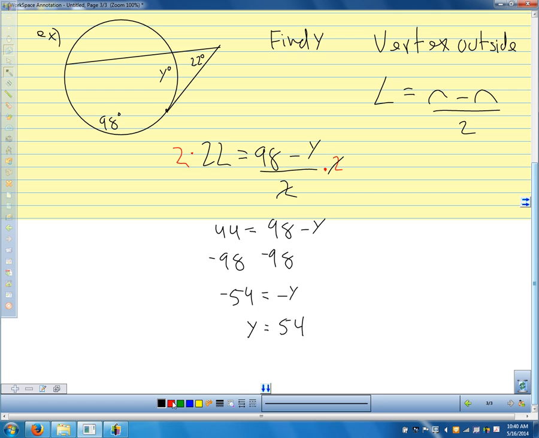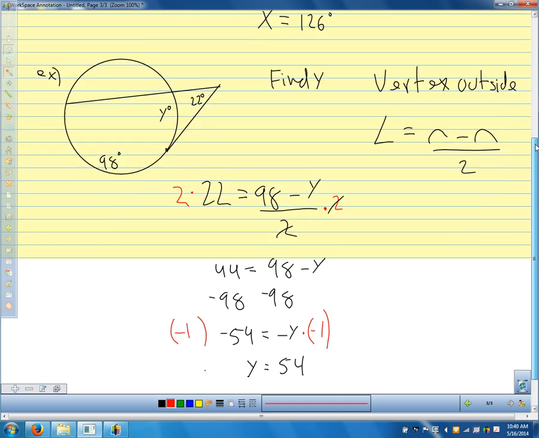To get rid of that negative, I can multiply both sides by negative 1, because I don't want negative y, I want positive y. So I have negative y equals negative 54. To get rid of those negative signs, I multiply everything by negative 1, and I get y equals 54. Questions there?